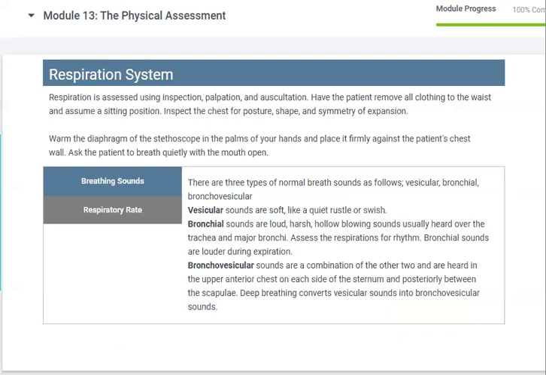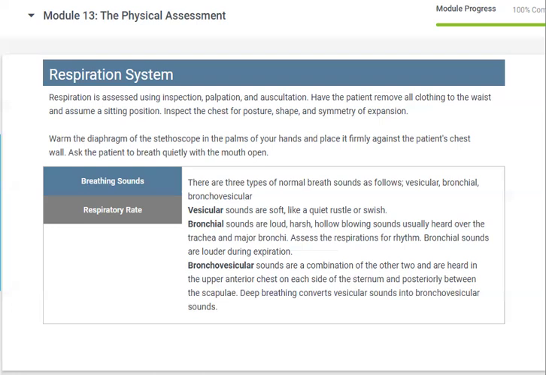Breathing sounds. There are 3 types of normal breath sounds as follows: vesicular, bronchial, bronchovesicular. Vesicular sounds are soft, like a quiet rustle or swish. Bronchial sounds are loud, harsh, hollow blowing sounds usually heard over the trachea and major bronchi. Assess the respirations for rhythm. Bronchial sounds are louder during expiration.